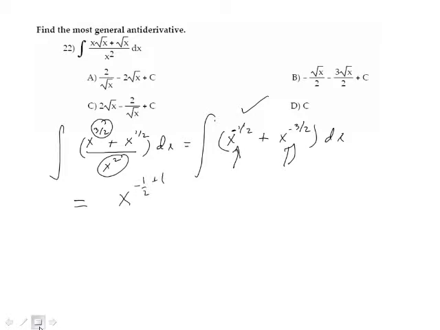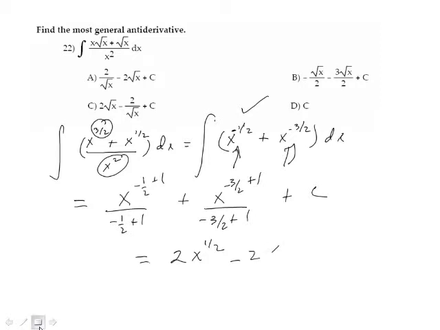plus 1 divided by minus 1/2 plus 1, plus x to the minus 3/2 plus 1 divided by minus 3/2 plus 1, plus a constant. Simplifying this, we get 2x to the 1/2 minus 2x to the minus 1/2 plus C, which is 2 times the square root of x minus 2 divided by the square root of x plus C, which is answer C.